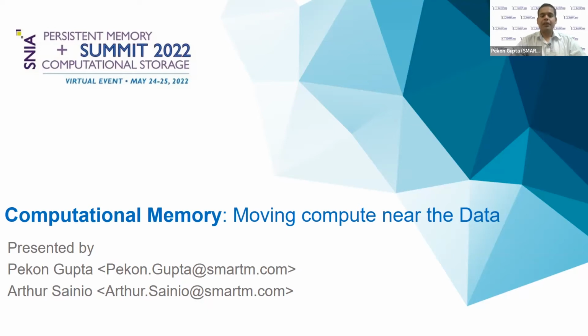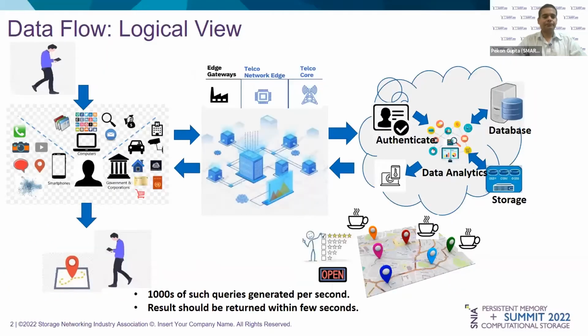Computational memory, the concept of moving compute near the data. So let's discuss with an example over here. What you see in this slide is a standard data flow, or a logical view, of how an end customer who is using a map software on his mobile is trying to locate a coffee shop nearby.